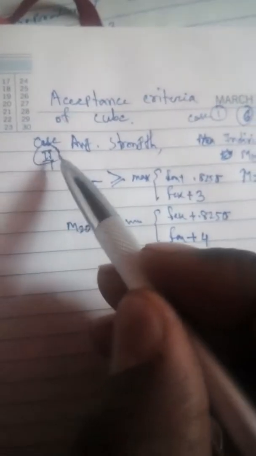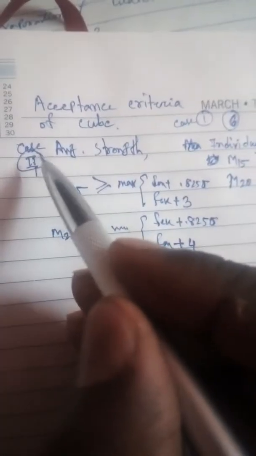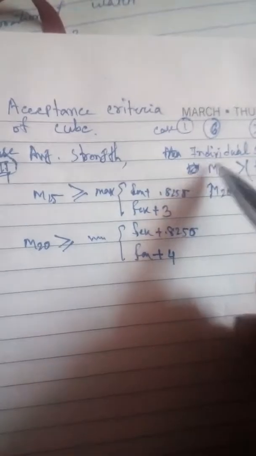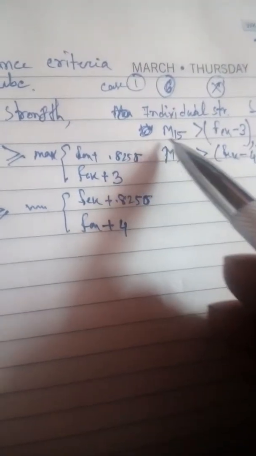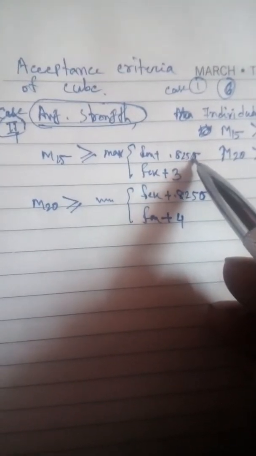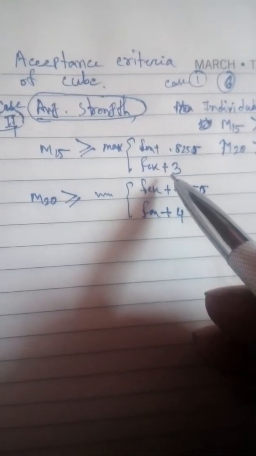Okay, so the acceptance criteria for a cube is, in case of individual strength, for M15 concrete, individual strength should be greater than FCK minus 3, and for M20, individual strength should be greater than FCK minus 4. And if we judge on the basis of average strength, then for M15 concrete the average strength will be the maximum of FCK plus 0.825 times the standard deviation, or FCK plus 3. And for M20 it will be the maximum of FCK plus 0.825 times the standard deviation, or FCK plus 4.